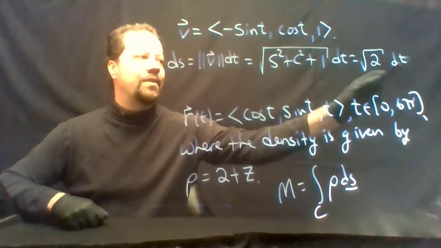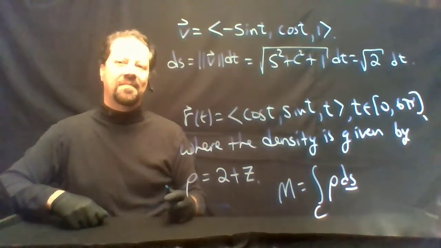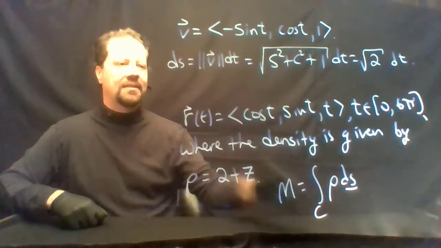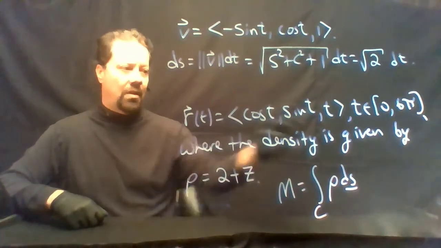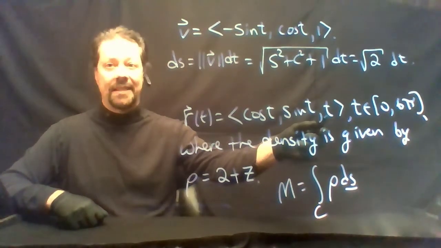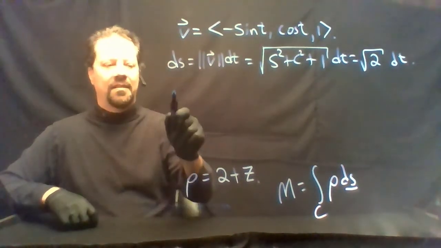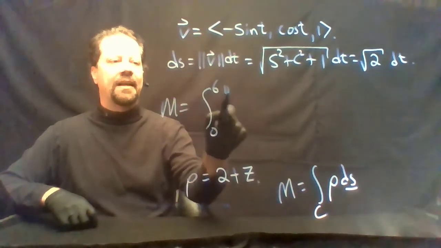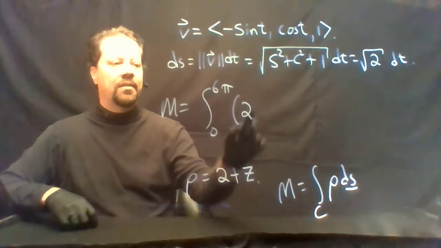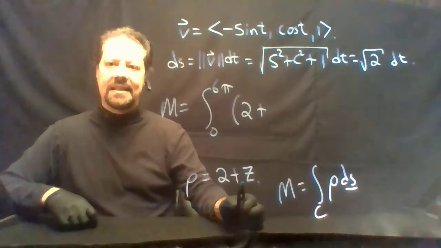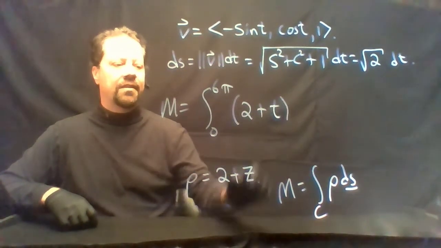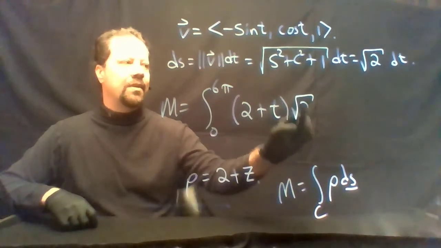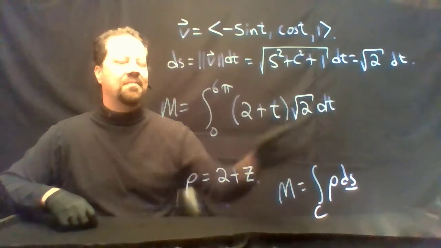That's the square root of 2 times dt. We need to now evaluate this integral along the curve where z is equal to t. The total mass will be the integral from 0 to 6 pi. We'll evaluate the density on the curve. On the curve, z is equal to t. The element of arc length is the square root of 2 times dt.